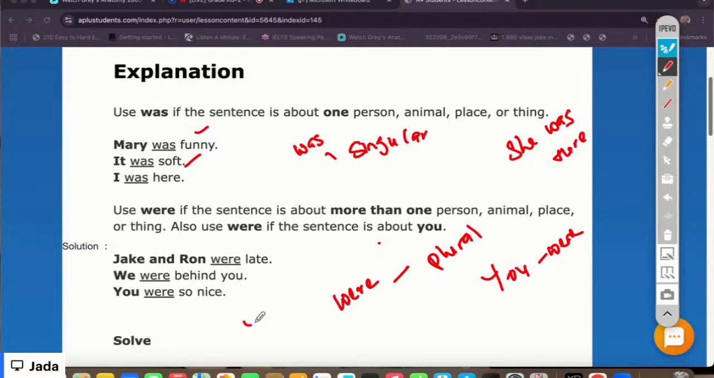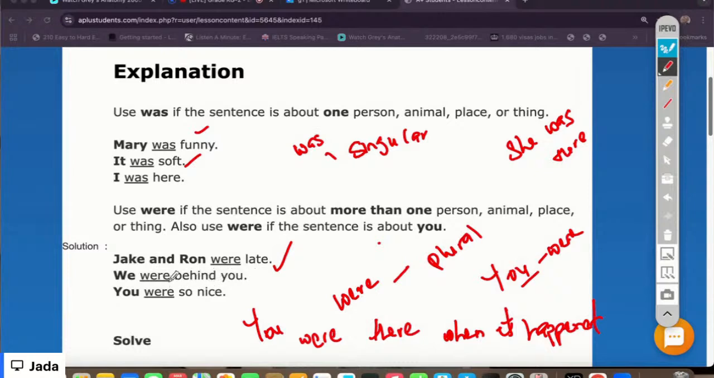So for you, you can say you were there when it happened. Okay, so you were there when it happened. That's for you. So Jake and Ron were late. You were behind. We were behind you. You were so nice. So we use was for singular and were for plural. Okay, so plural noun, verb, adjective. What's your question? Can you clarify, please?